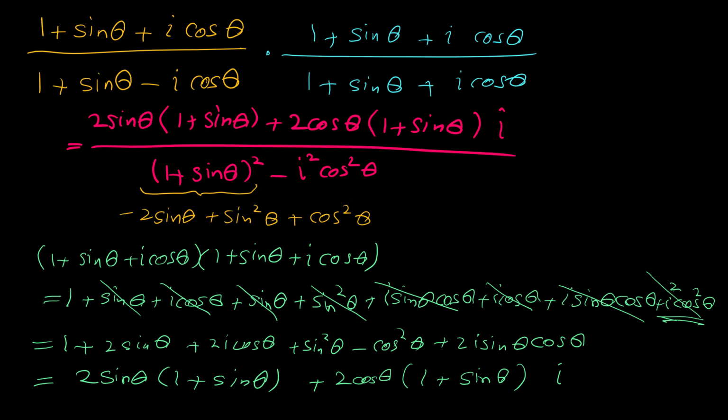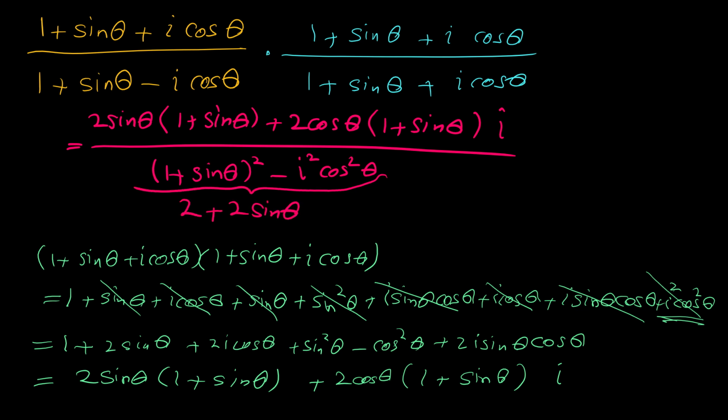So all of the denominator here is 2 plus 2 sine theta. But 2 is common, so let's factor the 2 here also. So we have 2 times (1 plus sine theta). Now look at the numerator, and look at the denominator.